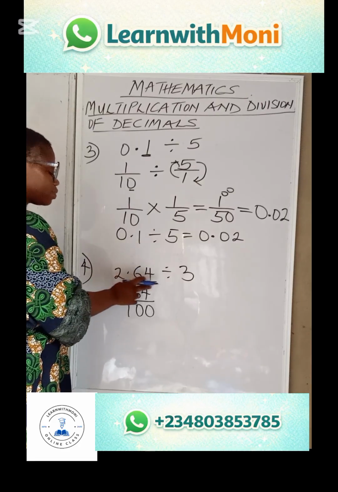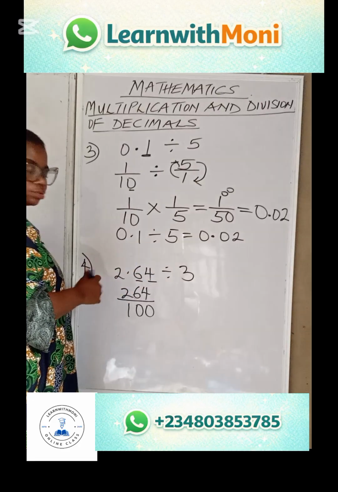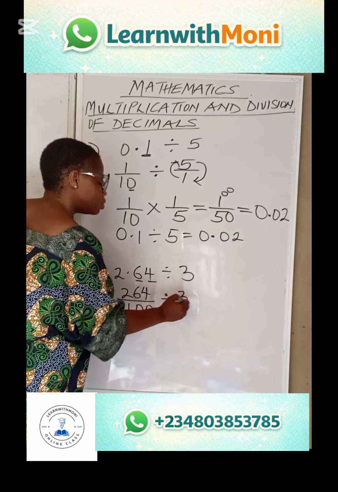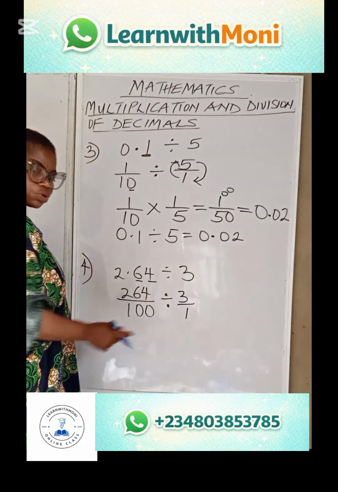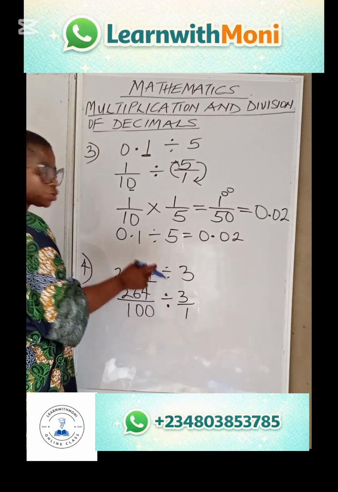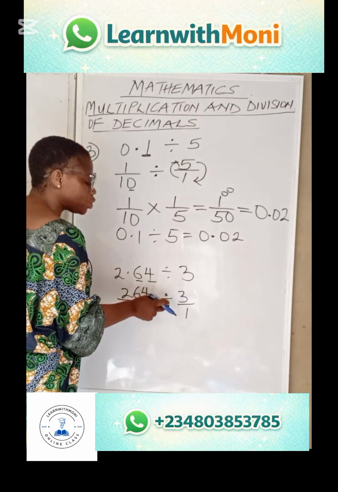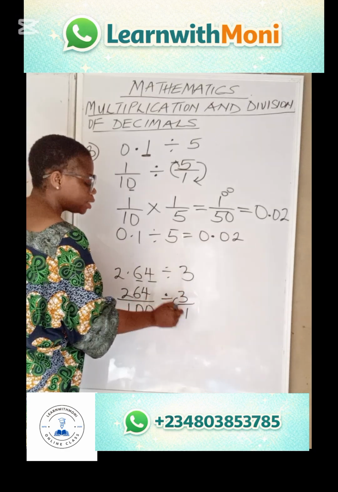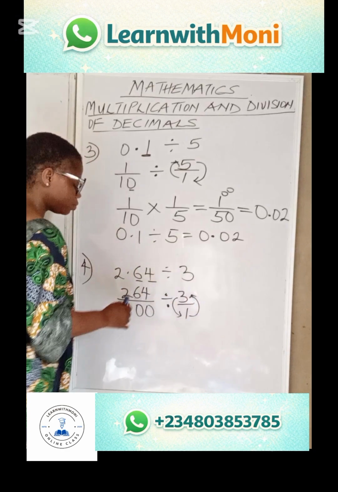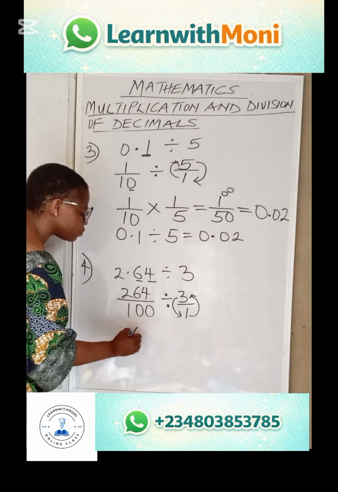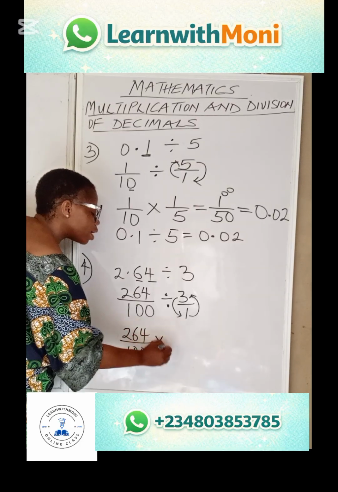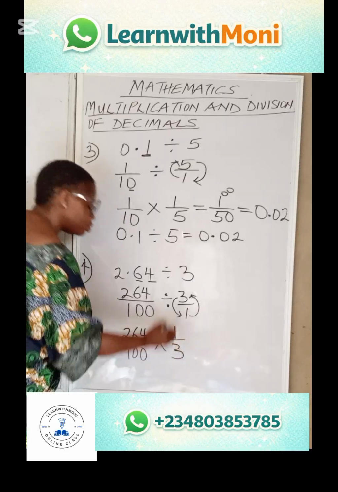2.64 is 264 over 100 divided by 3. Divided by 3 means divided by 3 over 1, because this is a whole number. Now we have division of fraction. We will change the division to multiplication, and the dividing fraction will rotate. So let's do that. So I have 264 over 100 times 1 over 3.